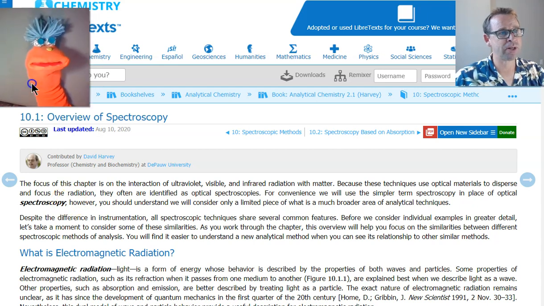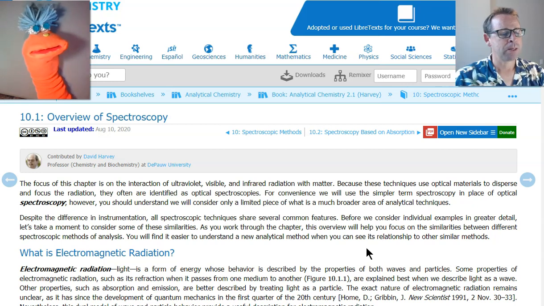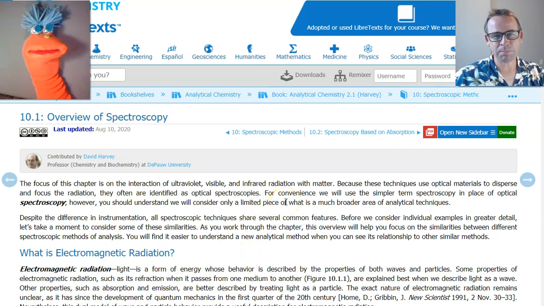All right, so we've had a little bit of experience and discussion about spectroscopy, but we're going to go through this and look at the highlights of the chapter and make sure that there's nothing that we're missing, okay? So spectroscopy is studying the way that matter interacts with electromagnetic energy or electromagnetic radiation.